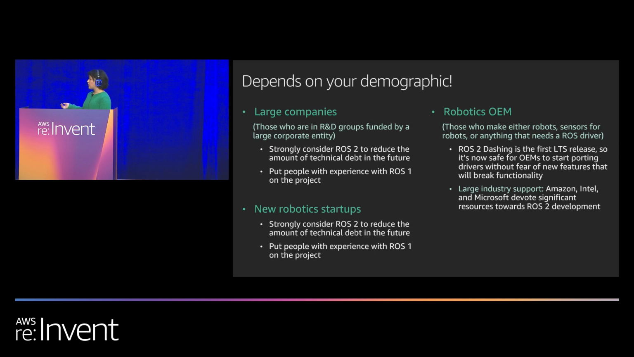If you're a new robotic startup, honestly, you may as well go with ROS 2, but you're going to want to put a lot of people with ROS 1 experience on the project. Because just because ROS 2 is the latest version doesn't mean it's perfect and that there's nothing wrong with it, right? There's going to be a lot of troubleshooting, a lot of wondering, wait a minute, I thought it worked this way in ROS 1. Why doesn't it work this way in ROS 2? So you're going to want people on your team who also have experience with ROS 1.